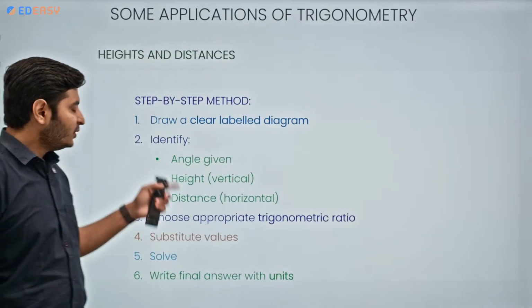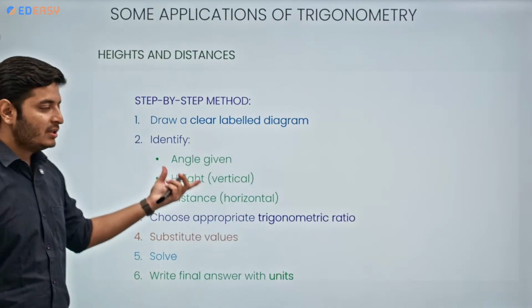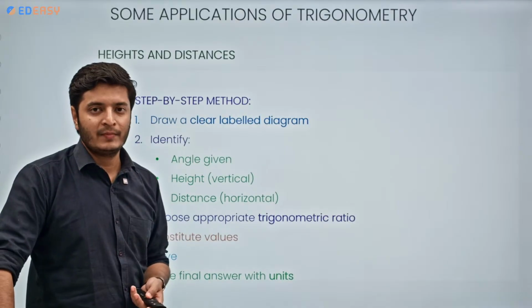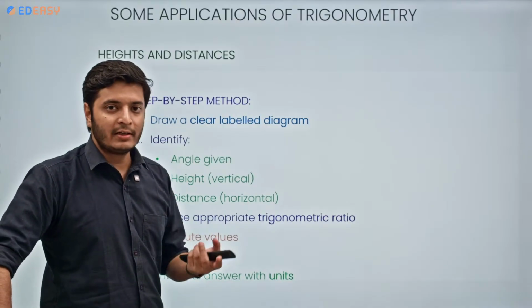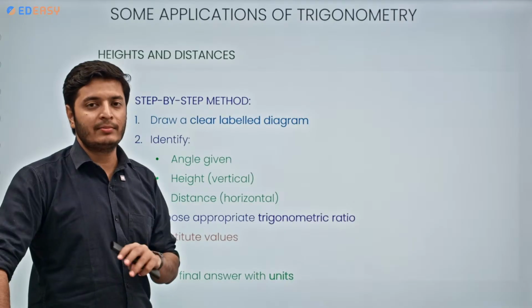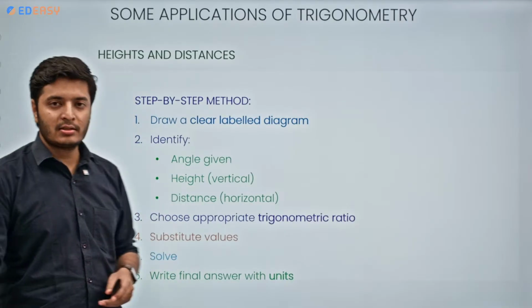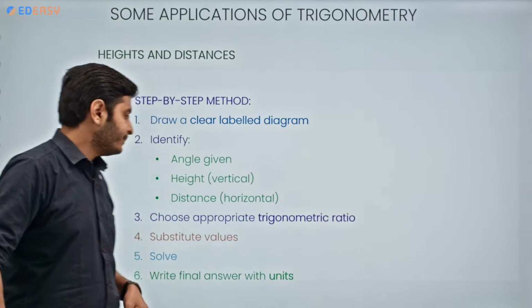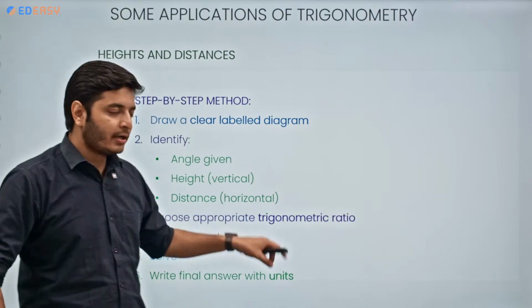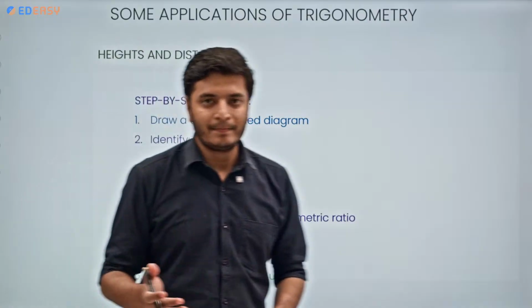Second step, you need to identify the angles which are given. Sometimes they are not given directly, they must be given in some hidden way, okay? You need to identify them. Height, distance, if they are given, you need to identify them. Then choose appropriate trigonometric ratio. Of course, this is important.